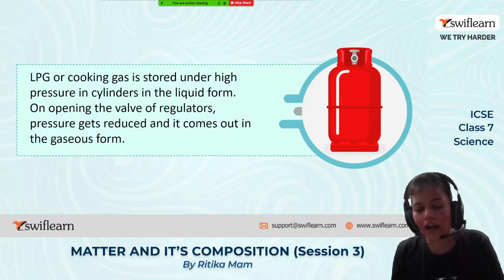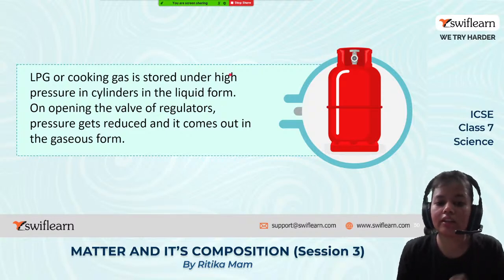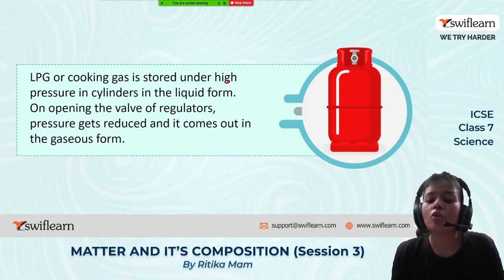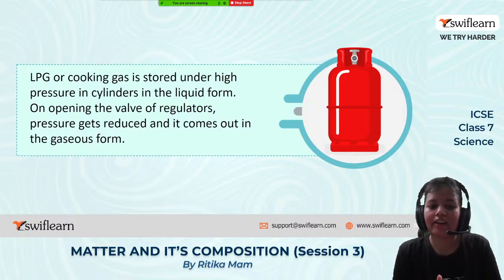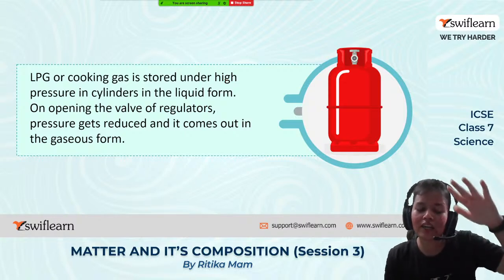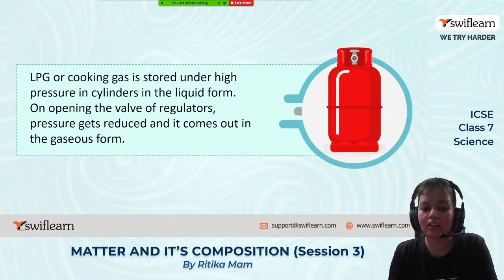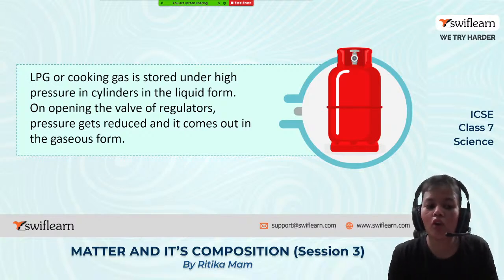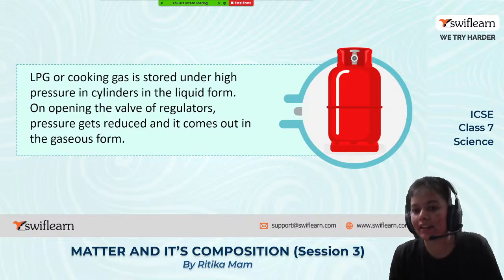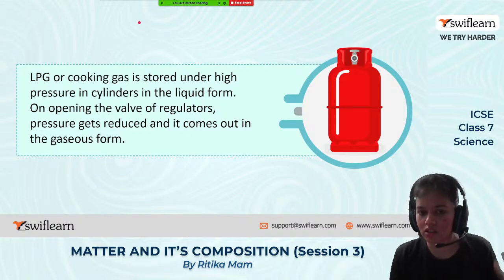We all have LPG or cooking cylinders at our house, right? In those cylinders, the gas is stored at a very high pressure, and the gas present in the cylinder is in liquid form. Whenever we open the valve of the regulator, the pressure gets reduced, and now it again comes out in the gaseous form.